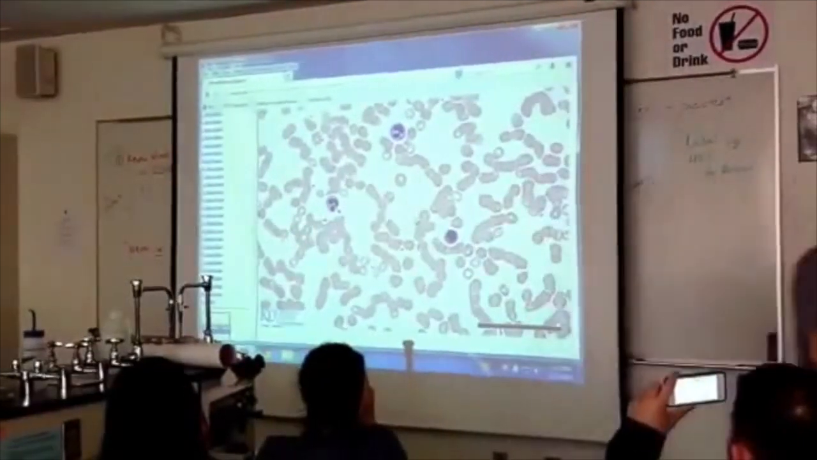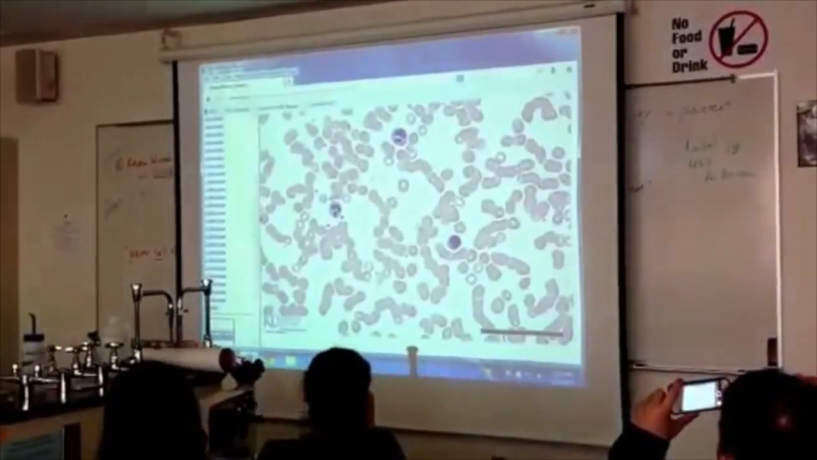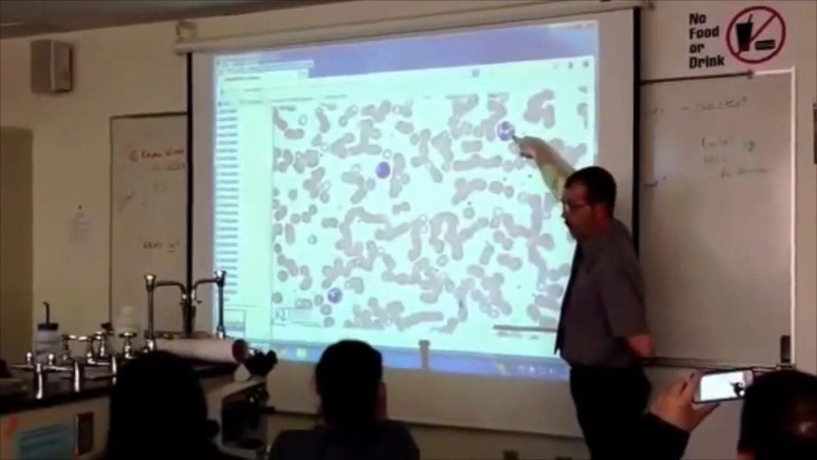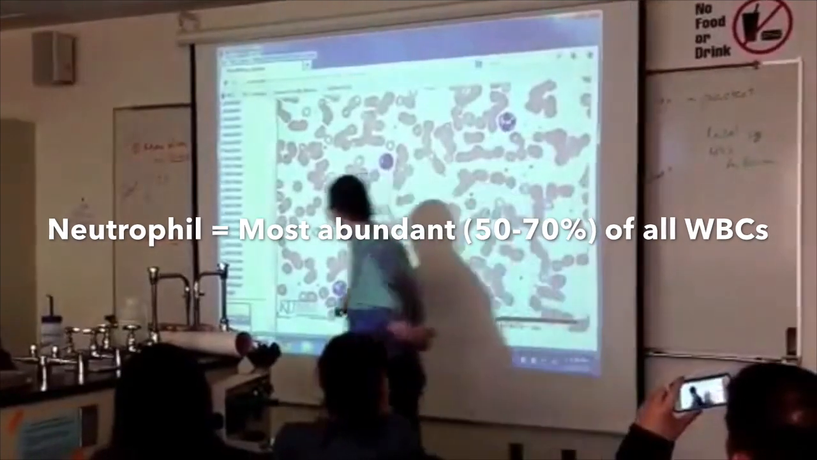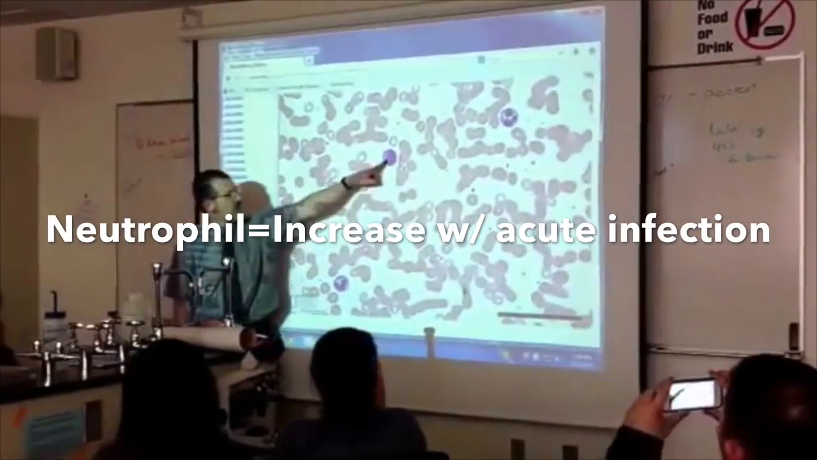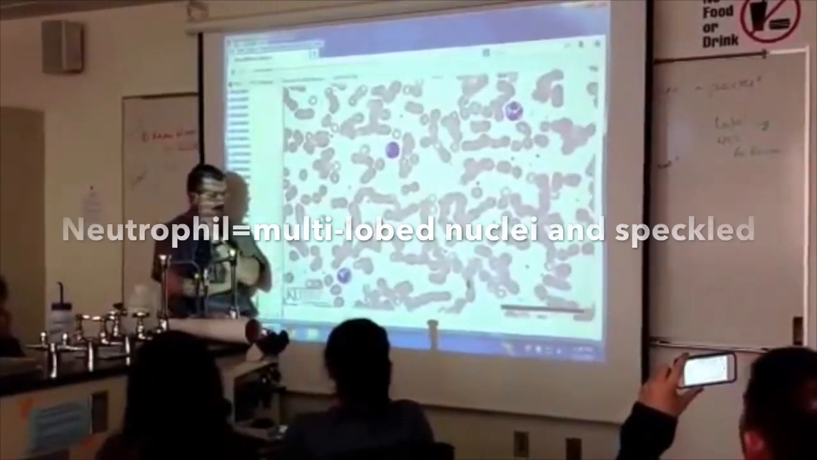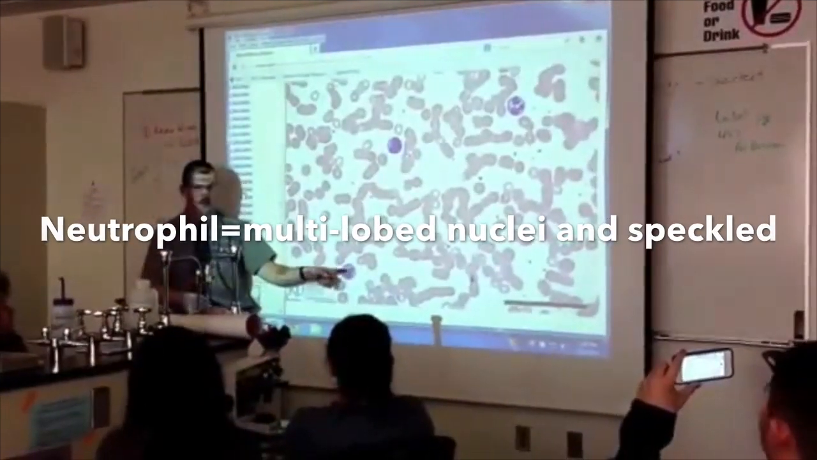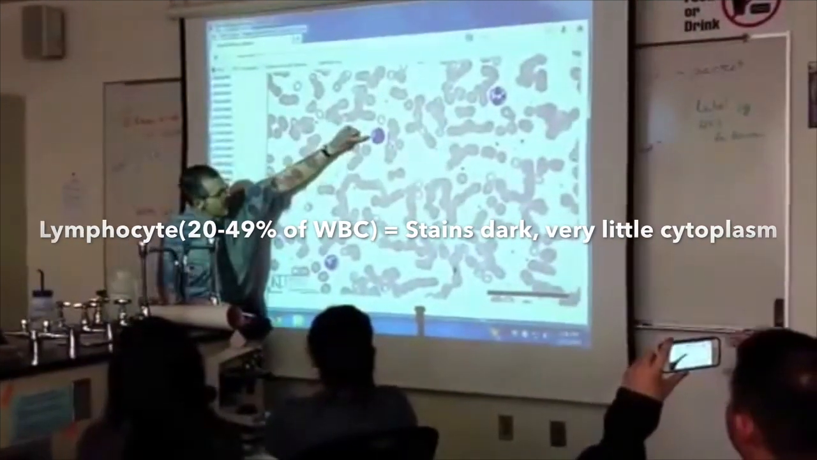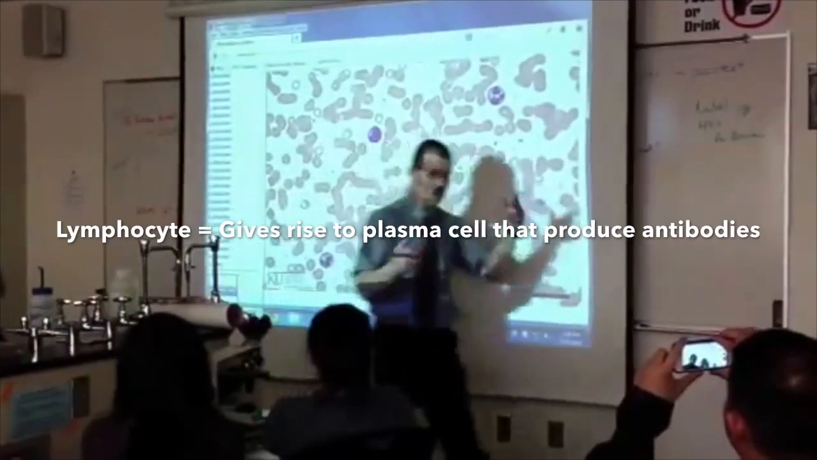So you're going to look at the nucleus, you're going to look at the speckling, and the overall shape. The problem is they vary a lot. Neutrophil, this one down here. Exactly the same, this one, the lymphocyte. Those are the most common ones. Neutrophils: multi-lobed nucleus, maybe you see speckles. Lymphocytes: all going to be dark, very little cytoplasm. Those are the two most common ones.